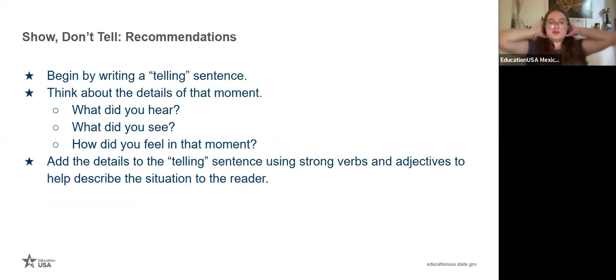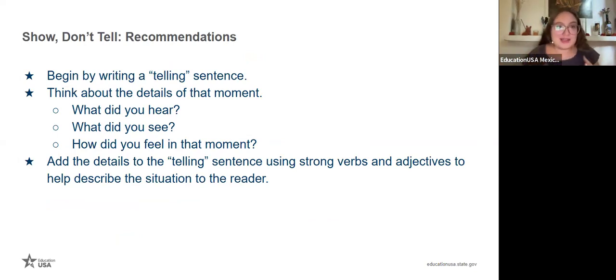So here are your recommendations for writing a showing sentence. You want to begin with the telling sentence. So think in simple terms, what do you want to say? And then you start to think about your senses in that moment. Bring yourself back to that moment. Think about the details. What did you hear? What did you see? And how did you feel?